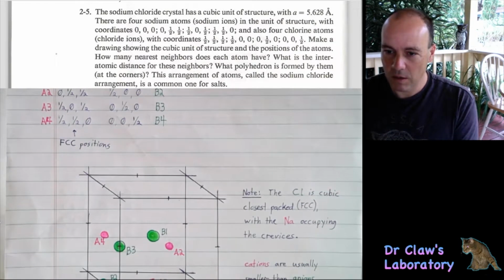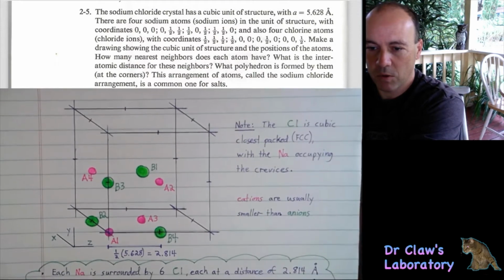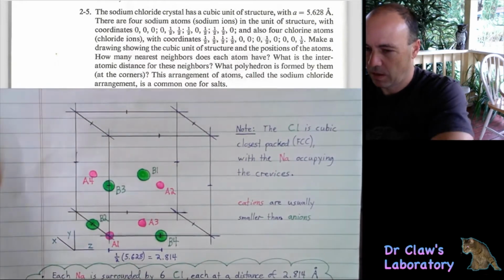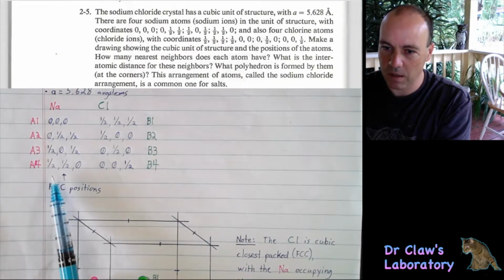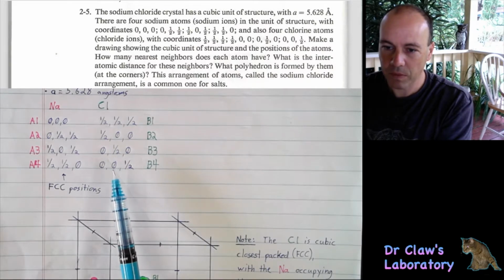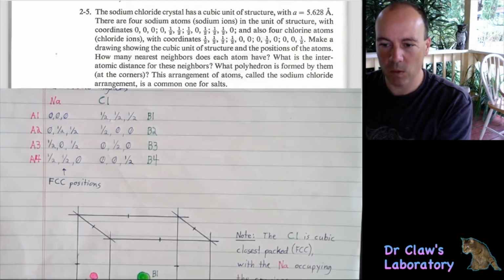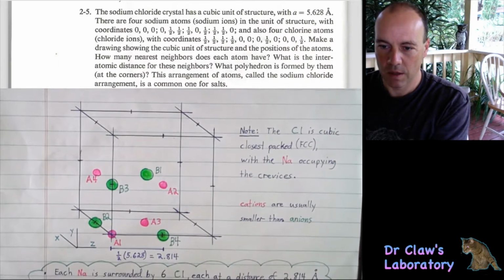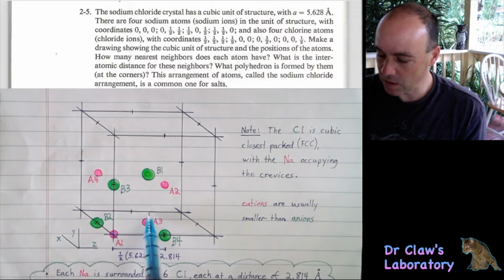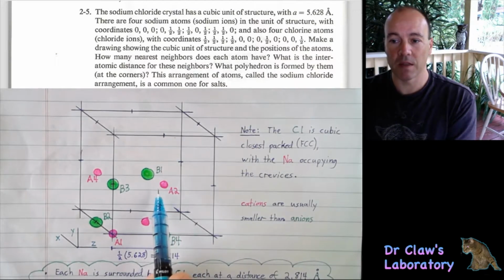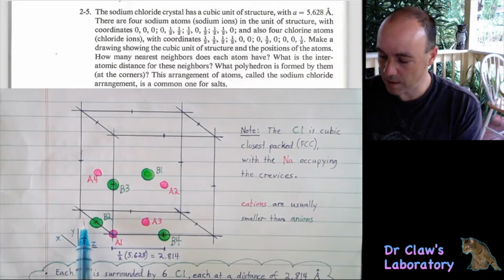And I've drawn a representation of the unit cell. Let me show you that a little bit more closely. So the sodium cations are pink and the chloride anions are green. These are positions A1 to A4 and those are B1 to B4. Now, the sodium positions are occupying the same 4 positions as the face-centered cubic arrangement. Okay, and the chlorides, there they are.